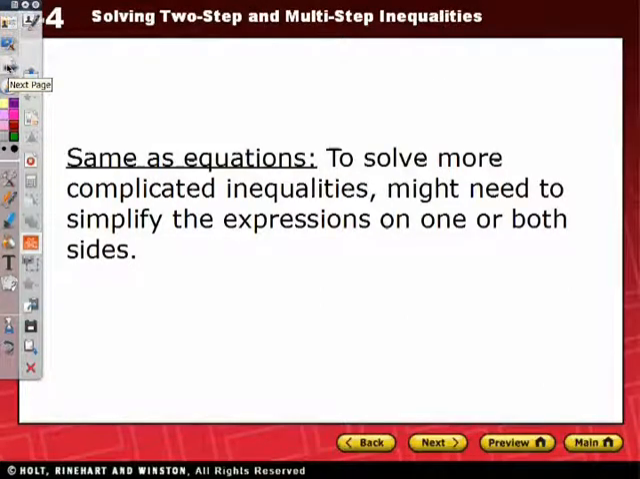Another thing to add to your box of how are they alike, how are these the same as solving equations, is that to solve more complicated inequalities, you still might need to simplify the expressions on one side, both sides. You might have to distribute. All of those steps that happened in equation solving, same thing here for inequalities.